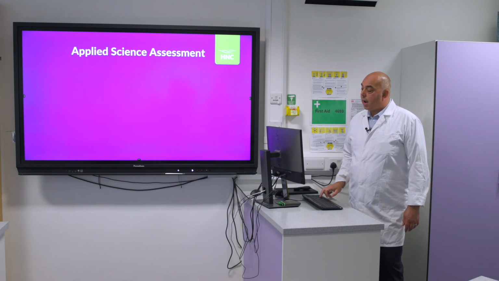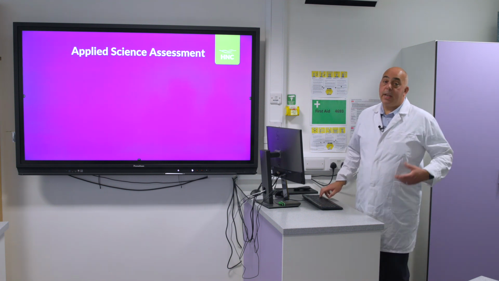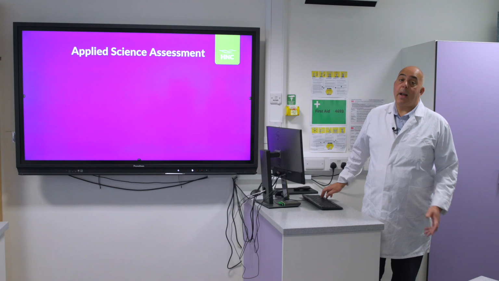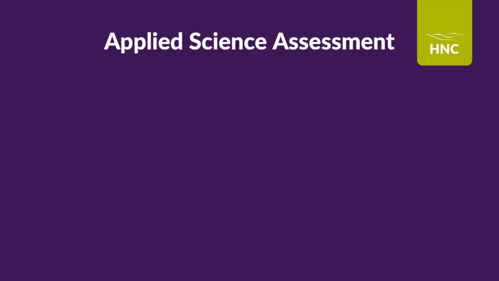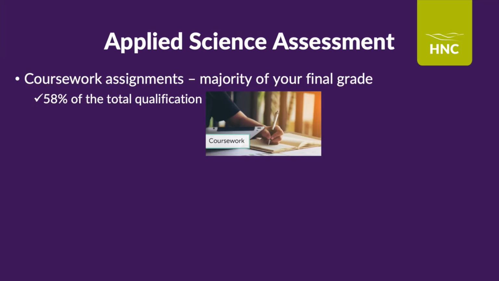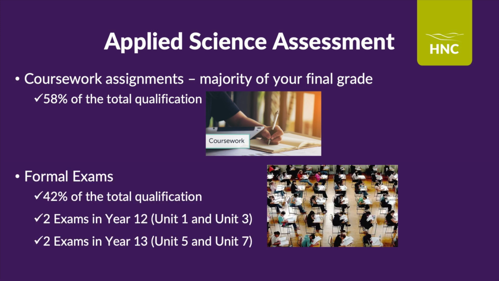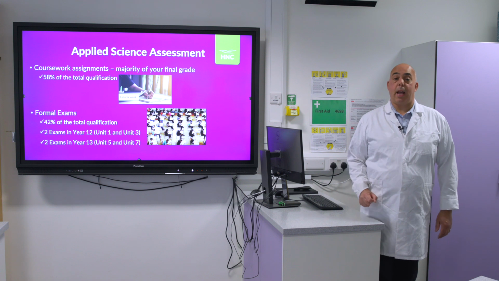Just to reiterate, the reason that we teach in this way is that the assessments for applied science are either coursework assignments, which are the majority of your final grade, 58% of your total qualification, and then the formal exams, which are 42% of your qualification. You have 2 exams in the first year and 2 in the second year. They are mandatory formal exams. That's Applied Science, BTEC Level 3.